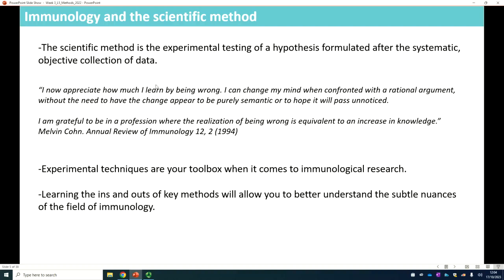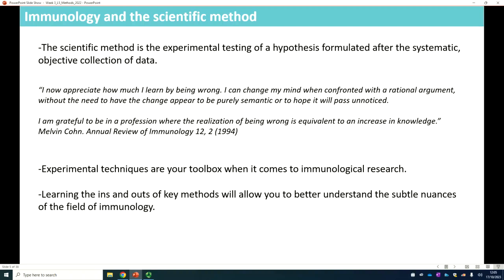And we've got a quote here where someone has said that I now appreciate how much I learned by being wrong. I can change my mind when confronted with a rational argument without the need to have the change appear to be purely semantic or hope that it will pass unnoticed. I'm grateful to be in a profession where the realization of being wrong is equivalent to an increase in knowledge. So it's really important to have that unbiased approach, and be aware of that.